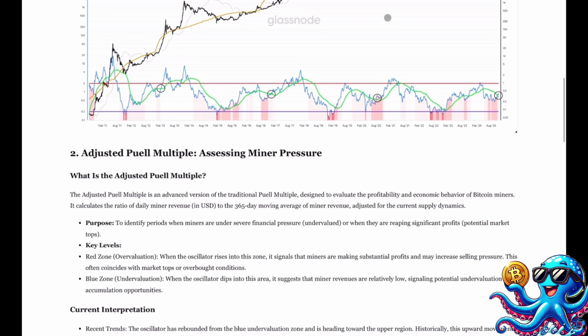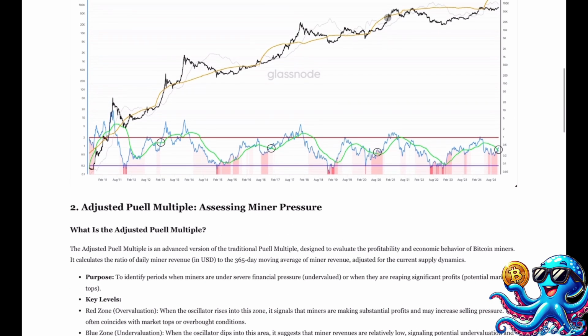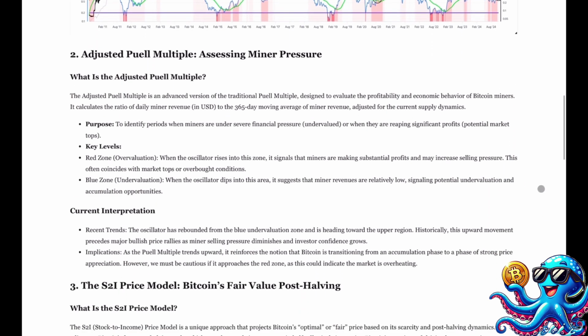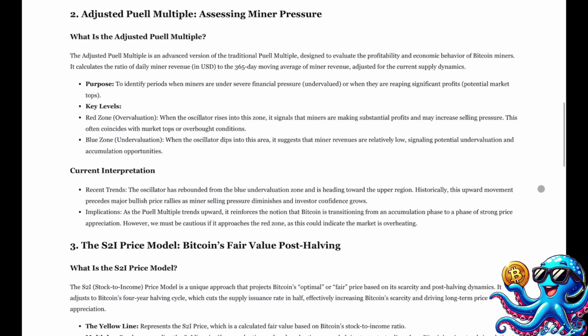Blue zone, undervaluation. When the oscillator dips into this area, it suggests that miner revenues are relatively low, signaling potential undervaluation and accumulation opportunities. Current interpretation. Recent trends. The oscillator has rebounded from the blue undervaluation zone and is heading toward the upper region. Historically, this upward movement precedes major bullish price rallies as miner selling pressure diminishes and investor confidence grows.